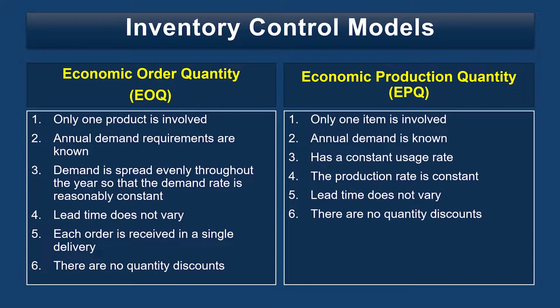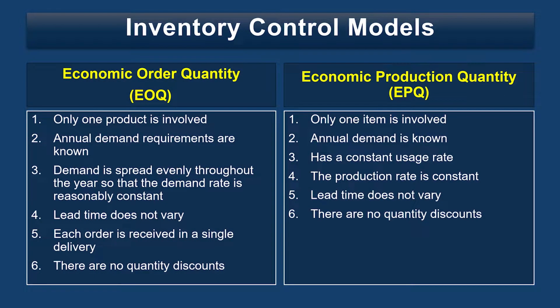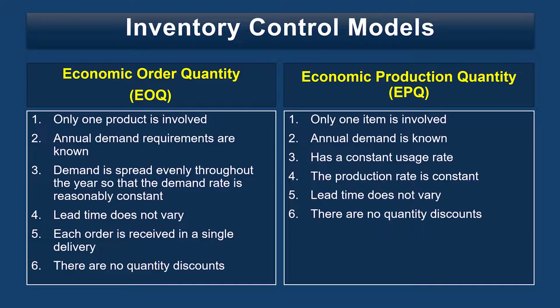And for EPQ, some of the assumptions are the same and some are different. One, only one item can be involved, just like EOQ. Two, annual demand is known, very similar to EOQ. Three, it has a constant usage rate. Again, very similar to EOQ, where the production of this item is pretty consistent and there are no peaks and valleys or seasonality associated with it. Four, the production rate is constant. Again, producing at a consistent rate and not in increments or periodically, but producing consistently. Five, the lead time does not vary.